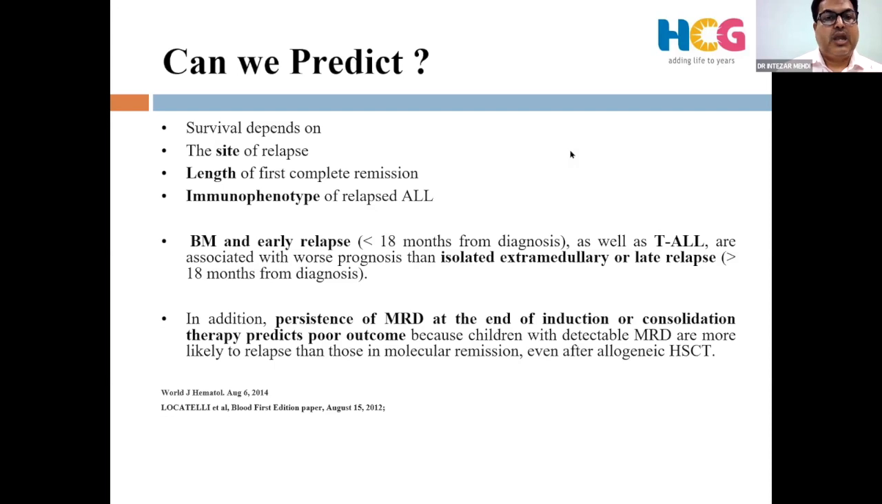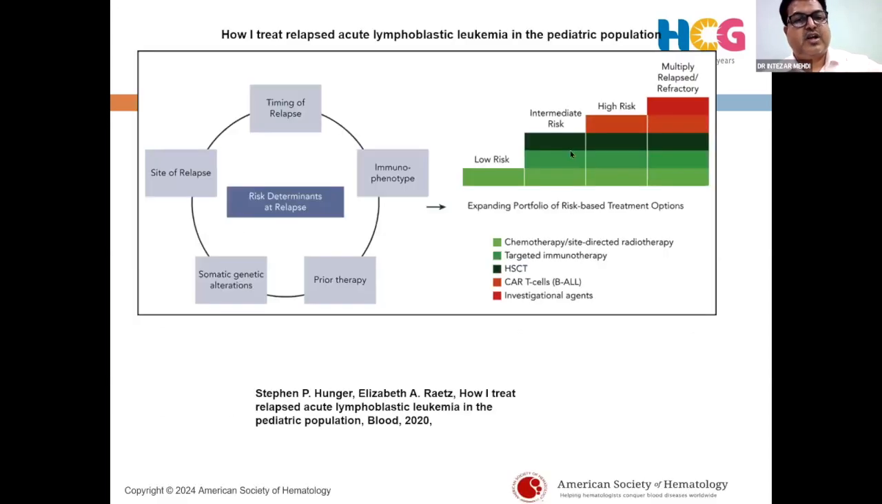Yes, to a large extent we can. Site of relapse, length of first complete remission, immunophenotype. That means if the patient has relapsed at bone marrow versus combined versus isolated extramedullary, they will do well. Timing is very important. Early relapse, that means less than 18 months from diagnosis, will have a poor response, versus late relapse, which happens more than 18 months from diagnosis. And the immunophenotype B-ALL fares better than T-ALL. So these are the three most important factors.